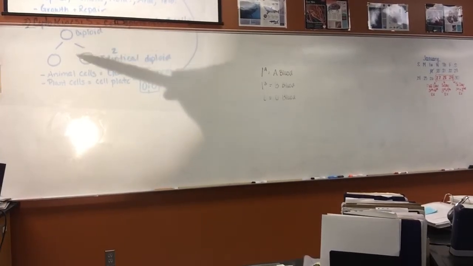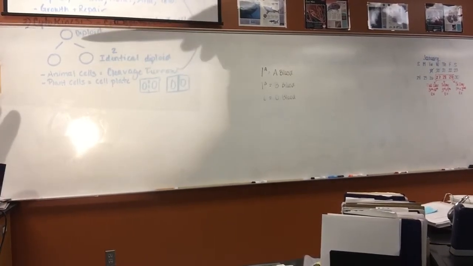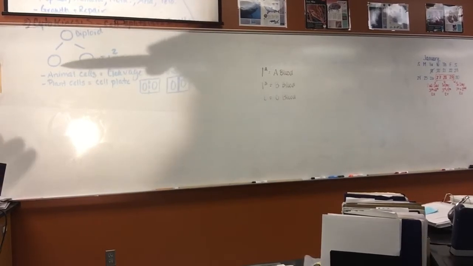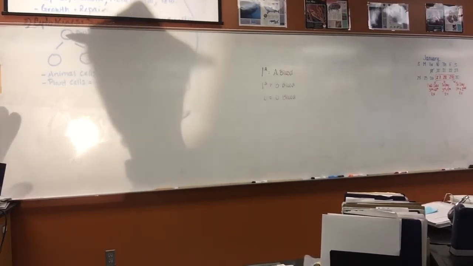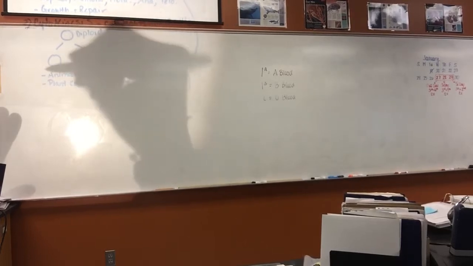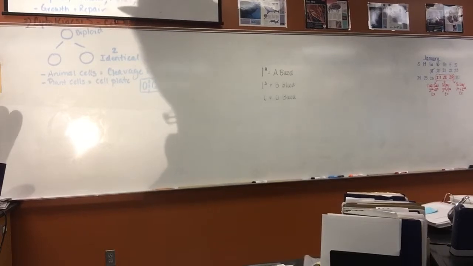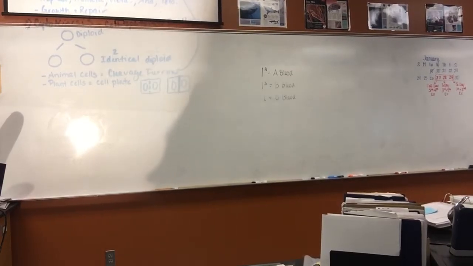Another thing I want to point out, let me go back up here, is having two identical diploid cells at the end. So for humans, we have 46 chromosomes to two cells with 46 chromosomes. And that's one of the main things that differs between mitosis and meiosis. Meiosis reduces the chromosome number.